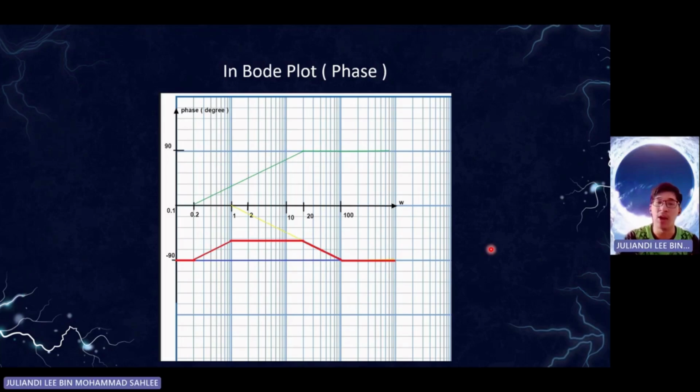Based on the previously drawn graph, we can get the final answer for the phase in the Bode plot, which is represented by this red line. Thank you. This is all from my part, and I'll pass it on to the next person.